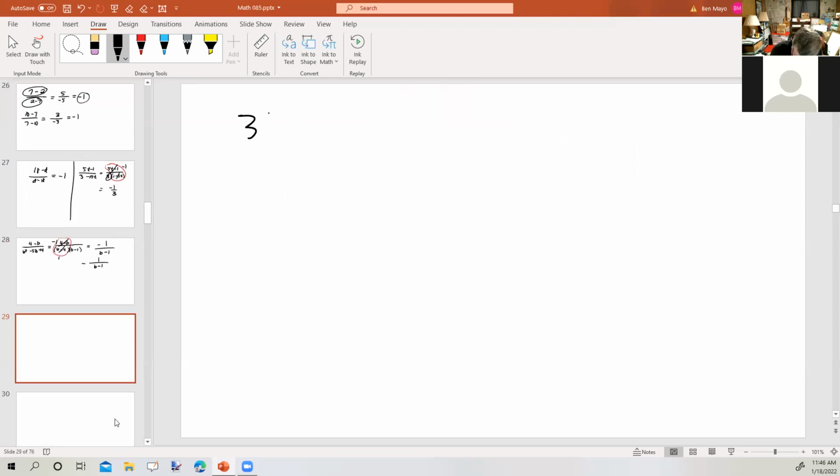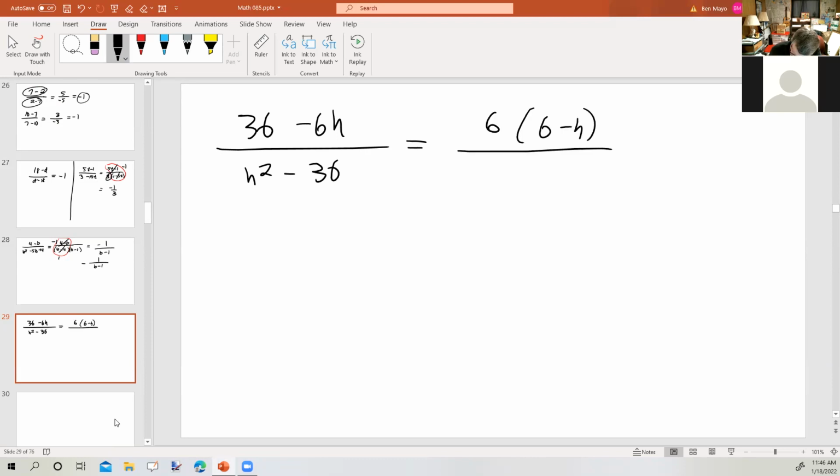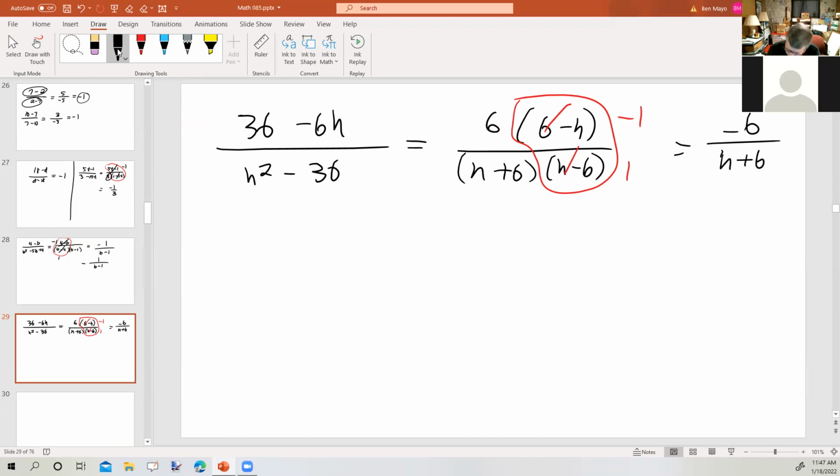One more example of that. 36 minus 6h over h squared minus 36. Well, let's see. In the numerator, I could factor out a 6, and I'd have 6 minus h. In the denominator, I've got what? (h plus 6)(h minus 6). There's that combination again that reduces down to -1 over 1. So now I've got -6 over h plus 6. So we want to look for that pattern. Sometimes it appears unexpectedly.